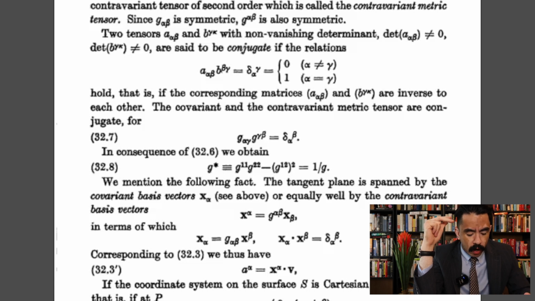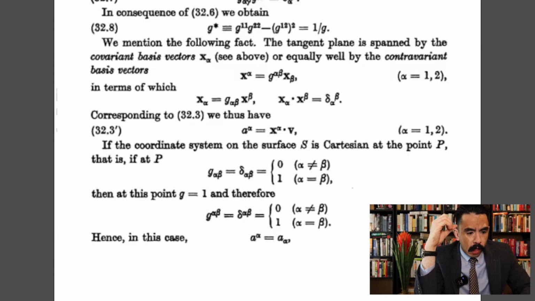In consequence of the quantities g superscript alpha beta, which are the components of a contravariant tensor of second order, called the contravariant metric tensor, we obtain that g star is equivalent to the product of g superscript 1 1 and g superscript 2 2 minus the square of g superscript 1 2, which is thus equal to 1 over g. We mention the following fact.